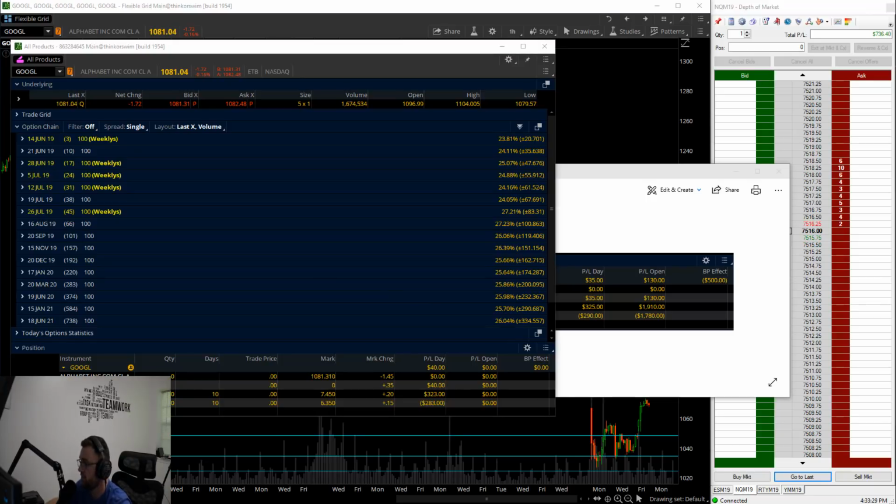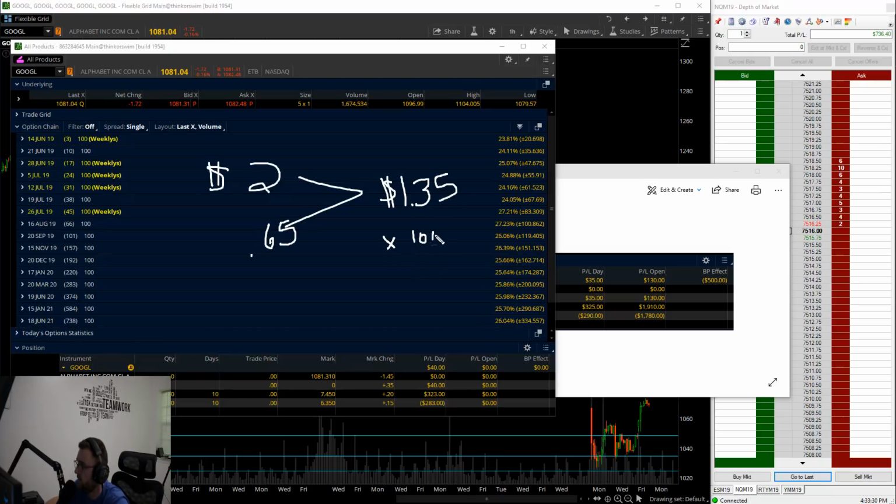So I sold it for $2. Let's run through the math here real quick. I sold this for $2 and I bought it back in today for 65 cents. So the difference there between $2 and 65 cents is $1.35. And since these options contracts are multiplied by 100, right, that was good for $135 on this trade.